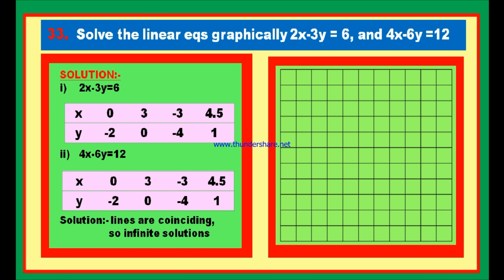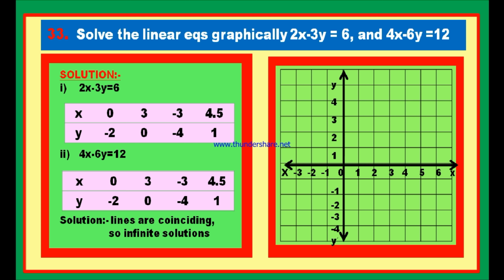Here is the graph sheet, and on the graph sheet a horizontal line and a vertical line are drawn. The horizontal line of reference is called the x-axis, x-x dash, and the vertical line of reference is the y-axis, y-y dash. The point of intersection is the origin, and on the right side take positive values on the x-axis, and on the left side consider negative values. And above the origin on the y-axis positive values 1, 2, 3, 4 and so on, and below the origin negative values minus 1, minus 2, minus 3, minus 4 and so on.